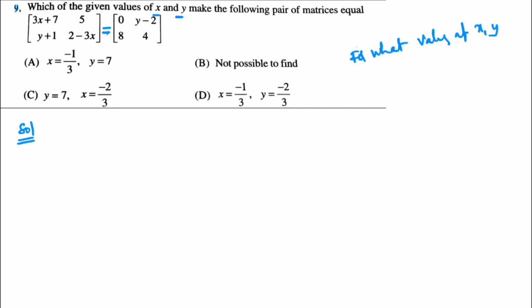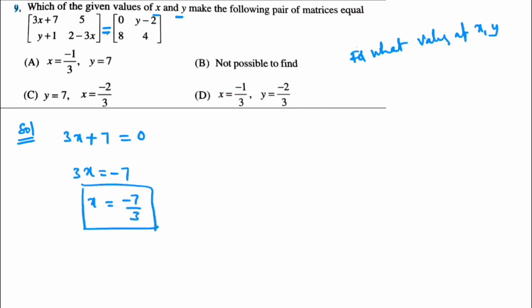Okay. What I'll do here? Take the first element. What is that? 3x plus 7. What is 3x plus 7 value? 3x plus 7 value is 0. What is x from this? Take 7 to this side. 3x is minus 7. X equal to minus 7 by 3. I got x value minus 7 by 3.